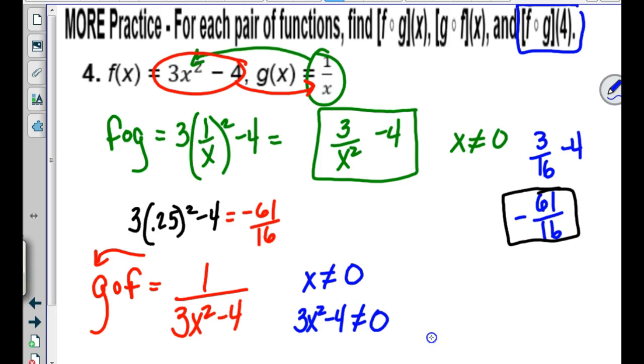What do we do? It's not going to factor nice. Could we just square root? What if we add 4 to the other side?